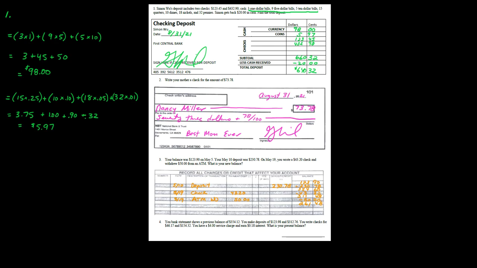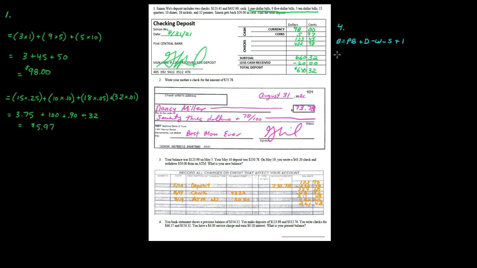For number 4, we're trying to see what my balance statement is. So you'll remember the formula. I'll go ahead and do this on number 4 here. The formula we use is B equals PB plus D minus W minus S plus I. PB is previous balance, D is deposits, W is withdrawals. Our S is going to be any fees, and our I is going to be any interest.